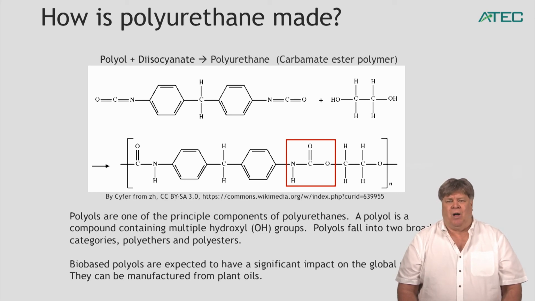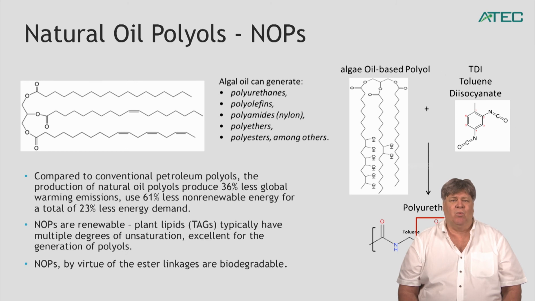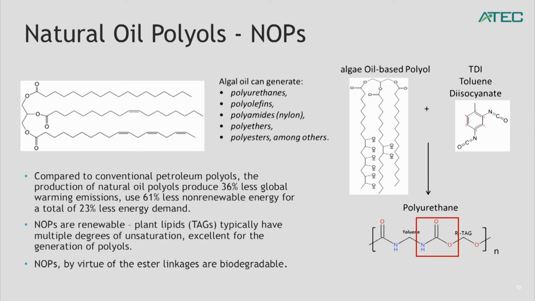Bio-based polyurethanes are expected to have a huge impact on the global market and can be made from plant oils, and so that makes them renewable and sustainable. So what are these guys? They're referred to as natural oil polyols, or NOPs, and these can be used to make a large variety of base chemicals, from polyurethanes, polyolefins, polyamides, which is nylon, polyesters, and polyethers. Okay. They are much more efficient in terms of global greenhouse gases by 36%, and that's because the carbon source for these guys is coming out of the atmosphere.